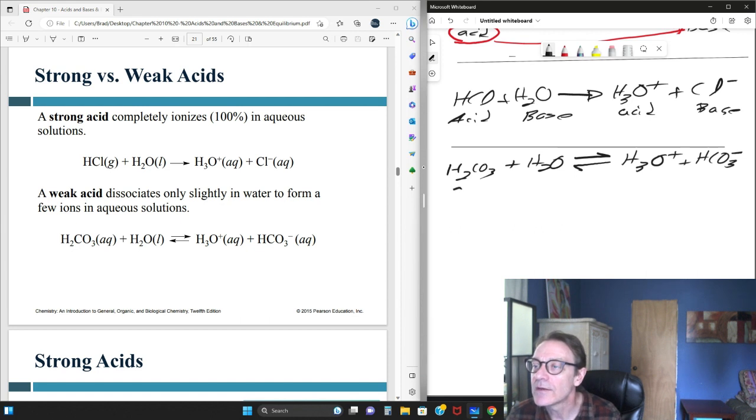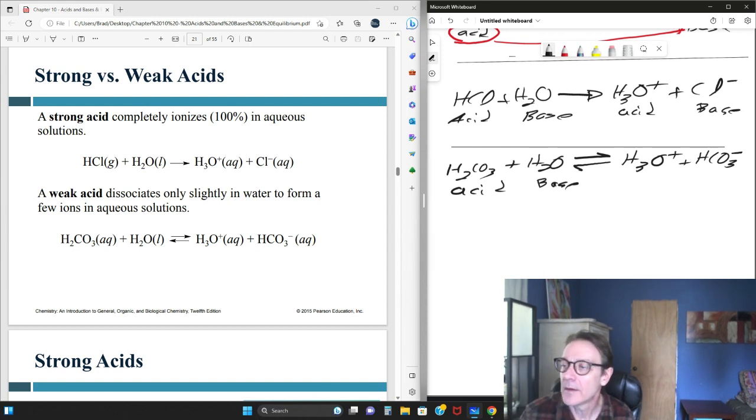Of course, we have the acid here, the base here. Okay. The Bronsted-Lowry acid and the Bronsted-Lowry base. And this is an example of a weak one, a weak acid that does not completely dissociate.